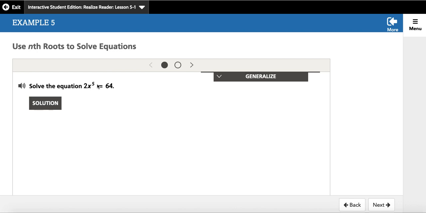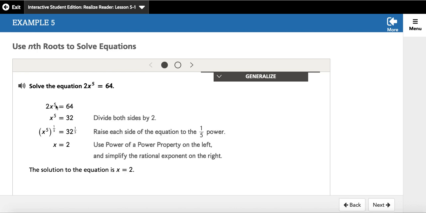First we're going to isolate the x to the fifth, so we're going to divide both sides by 2. After we divide both sides by 2, we have x to the fifth equals 32. And then we have to take the fifth root of this.